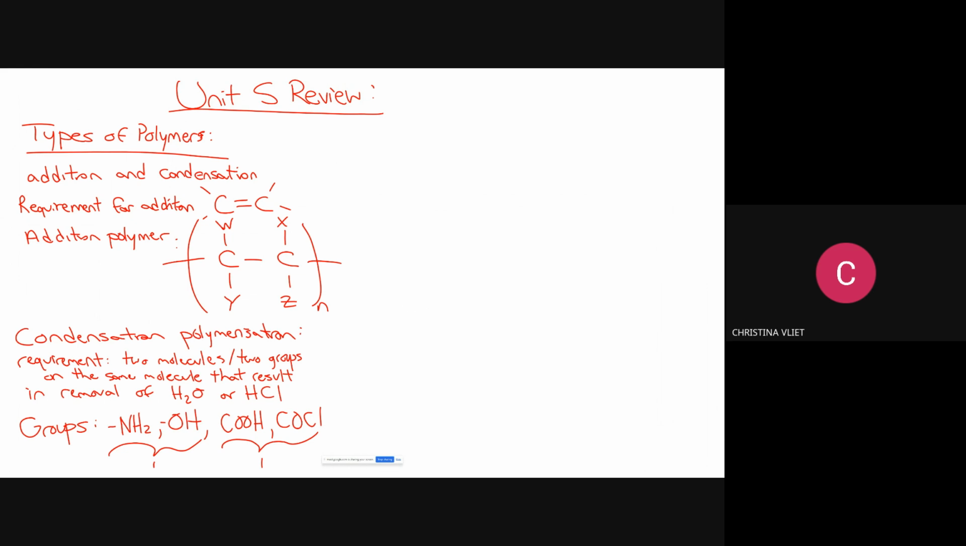In the bell work, they were on different molecules. Each molecule had 2 of the same group, but you could have the same molecule polymerize with itself as long as one side of the molecule has one of these groups and one side of the molecule has one of those groups. And you would get a condensation polymerization as a result.